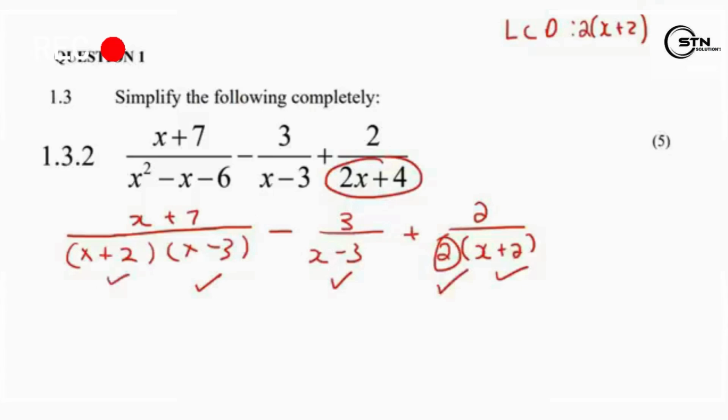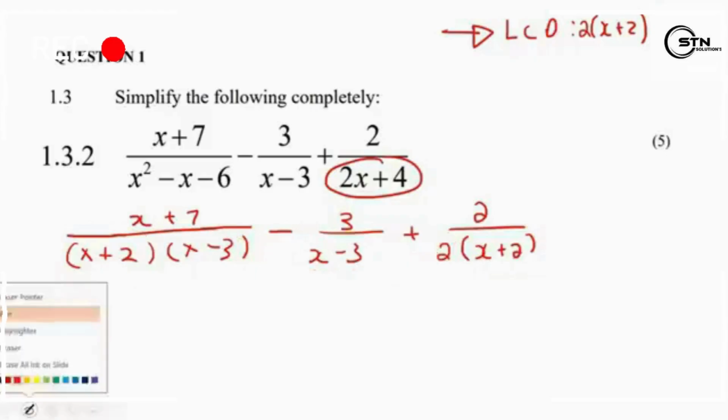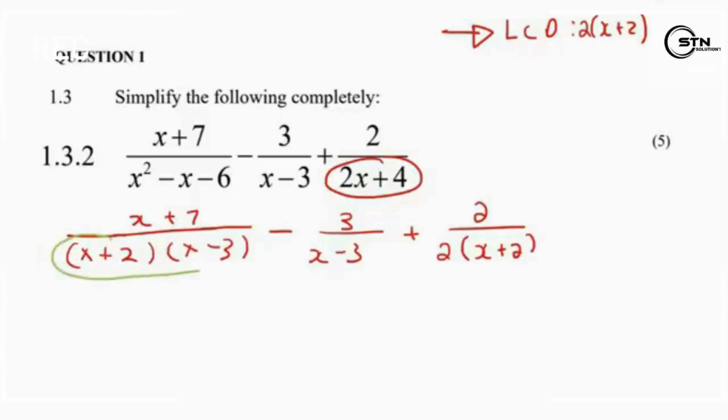So now, in the next step, you need to make all of these denominators exactly the same as that. So what that means is the following. For this part here, what is it missing? Well, it's missing the 2. So all we'll do is put the 2 there by multiplying, and then what you do to the bottom, you have to do to the top.